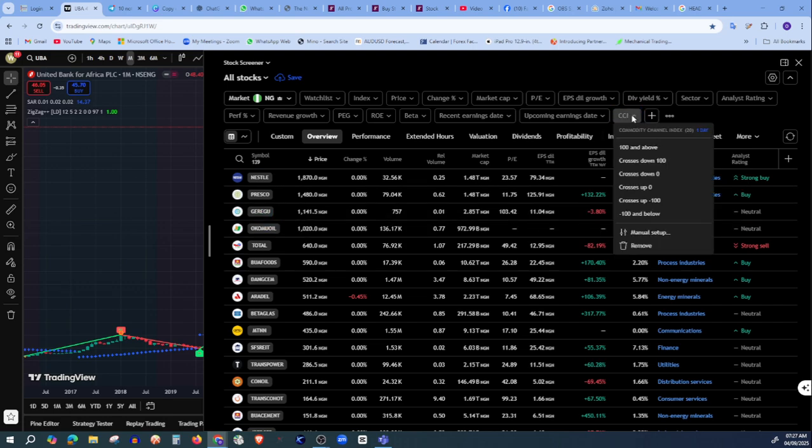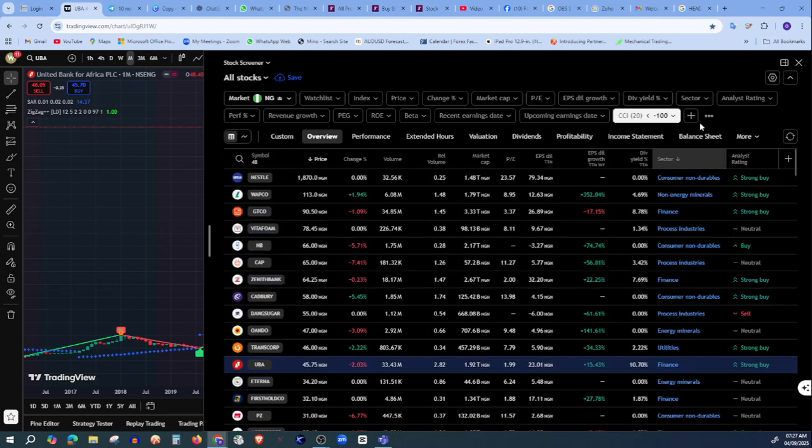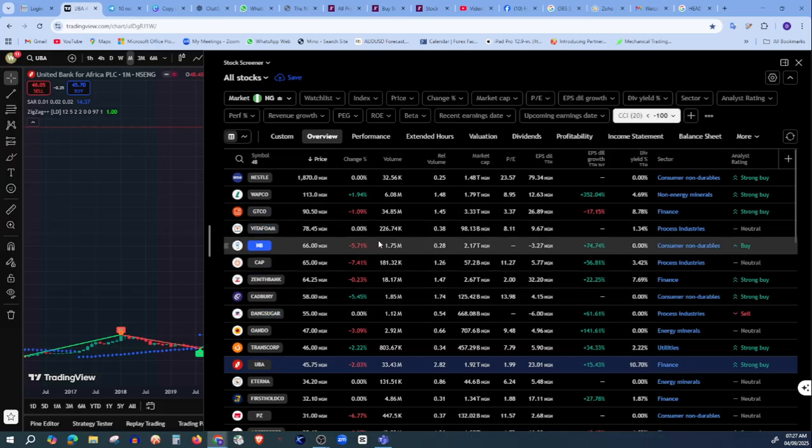The filter that I want to add now, I can say I want the commodity channel index for the day that's 100 and above. That means it's already getting into overbought. Or crosses down 100, or crosses down zero, crosses up zero, crosses up minus 100. Instead of checking the stock one after the other, I can actually start from the filter and say, okay, the one I want to look at is the one that just crossed up from below zero. That means it's ready to pick up.